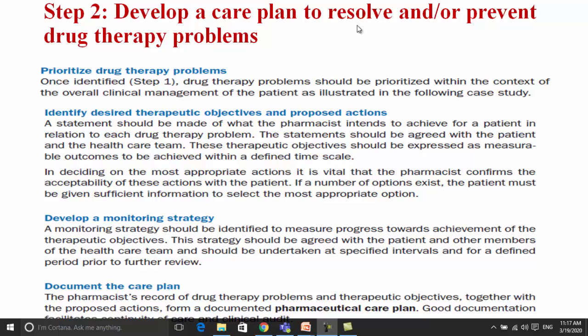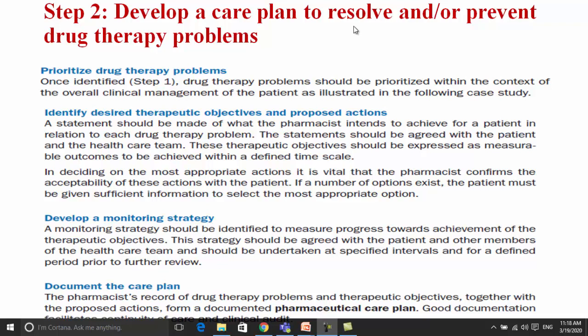Okay. The second, you identify the therapeutic objective and proposed action. A statement should be made of what the pharmacist intends to achieve for a patient in relation to each drug therapy problem. The statement should be agreed with the patient and the healthcare team. This agreement is highly important. This therapeutic objective should be expressed as a measurable outcome to be achieved within a defined time scale.